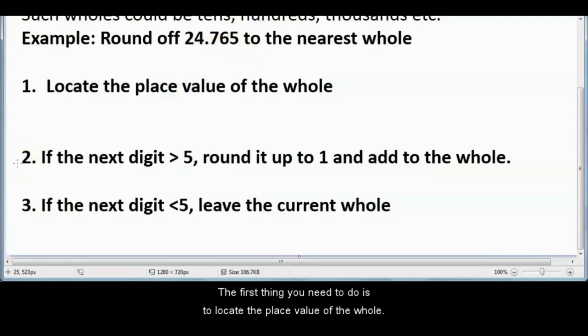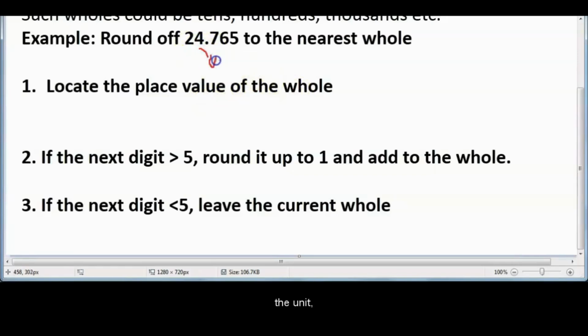The first thing you need to do is to locate the place value of the whole. The whole is talking about the whole number 24. Now the place value is 4, the unit. The 4 is a unit. So the nearest whole number to 24 is 25, because after 4 is 5. That means we have 25.